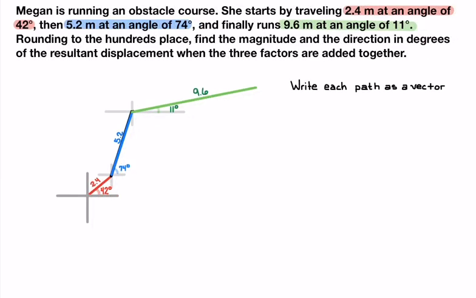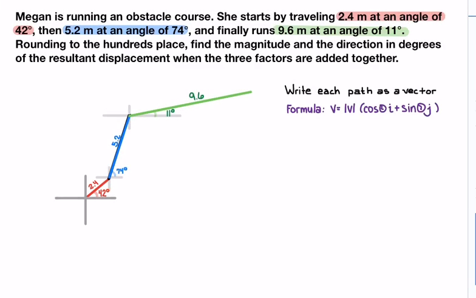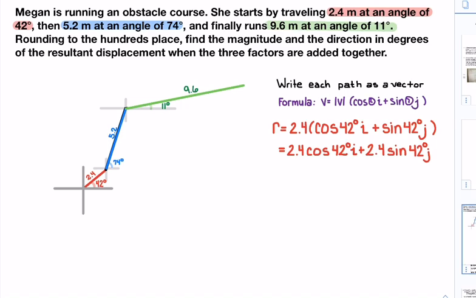Ultimately, we want to add these vectors together to get the magnitude and direction of the resultant. So let's write a vector for each one of these paths. This time I'm going to use linear combination notation. Here's the formula for writing the equation of a vector. I'm calling the first leg of the obstacle course R because I drew this path in red. Substituting the values, I get this.